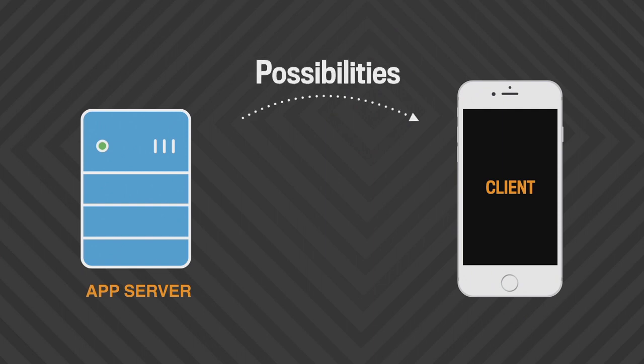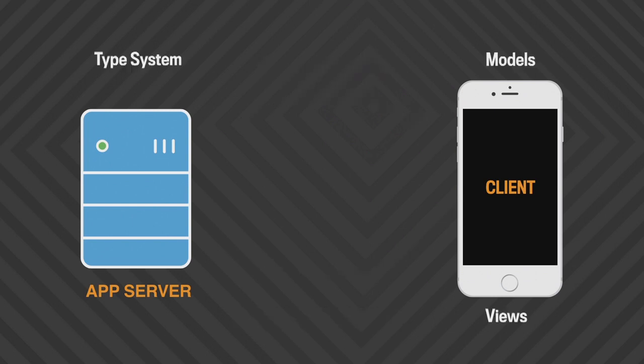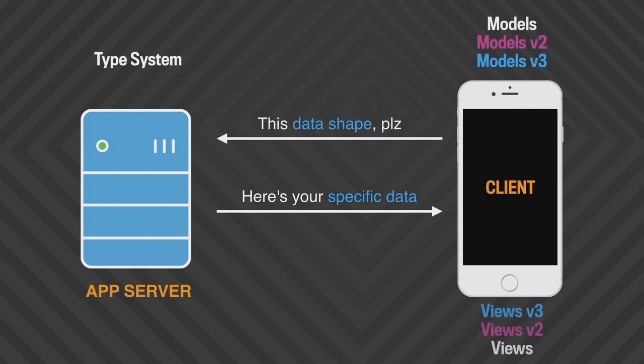GraphQL changes that dynamic. Instead, via the type system, the server expresses the possibilities of what you can query across the entire graph of your application. And it does that via the type system. Then the client specifies its requirements via a specific GraphQL query. With this, as you iterate your specific UIs, as long as that data already exists somewhere in the system, you're iterating your views and your models on the client. So it removes a dimension of client-server coupling that's actually pretty undesirable.